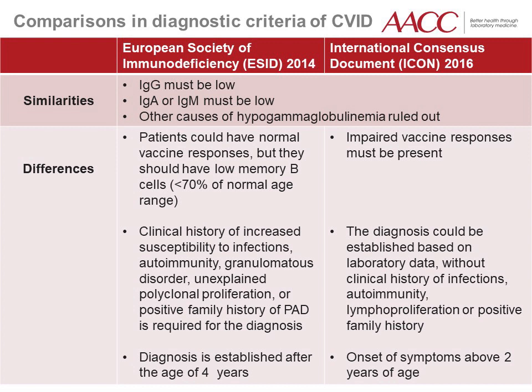The most striking difference is that the ICON criteria allow for CVID diagnosis based on laboratory findings solely, without the presence of clinical symptoms such as recurrent infections, autoimmunity, lymphoproliferation, or positive family history, while ESID requires the presence of at least one clinical feature in addition to laboratory findings to establish the diagnosis of CVID.